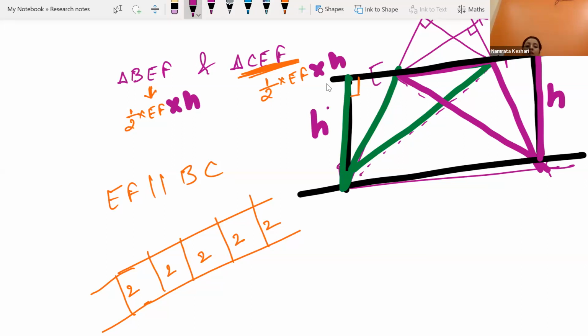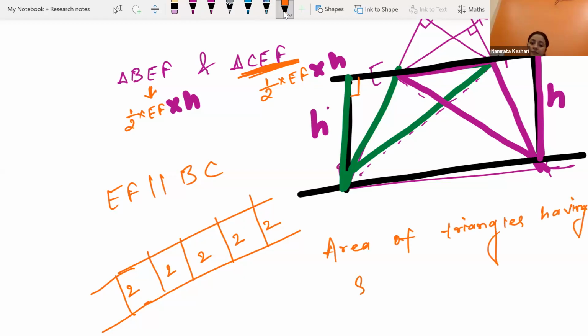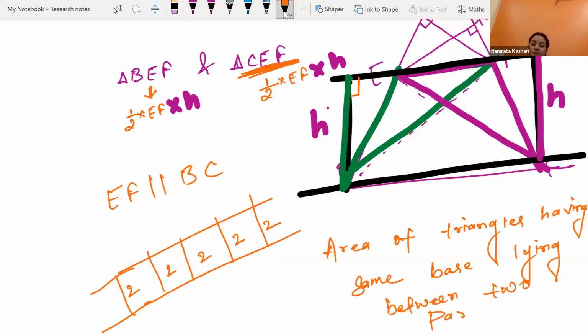Yes, ma'am. Now we will be writing that area of triangles having same base, lying between two parallel lines are same. This is just a statement we will be writing.